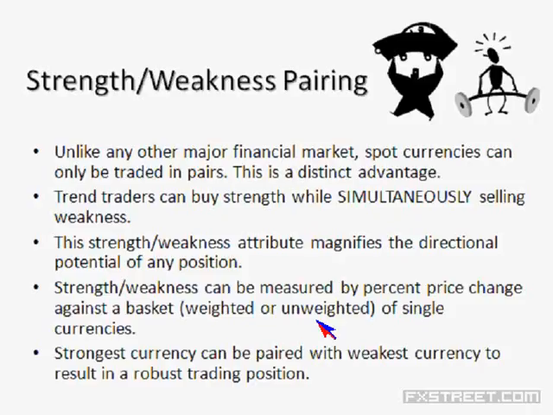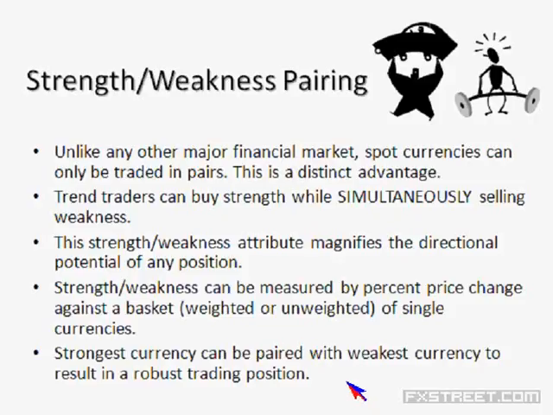Second of all, the U.S. dollar index is only a measure of U.S. dollar strength. What I do is different. I'm taking each individual currency and measuring it against all the other major currencies. So I have an individual strength and weakness meter for each individual currency rather than just the U.S. dollar. Okay? Once you identify the strongest currency and the weakest currency, you could pair the strongest with the weakest to result in a robust trading position.